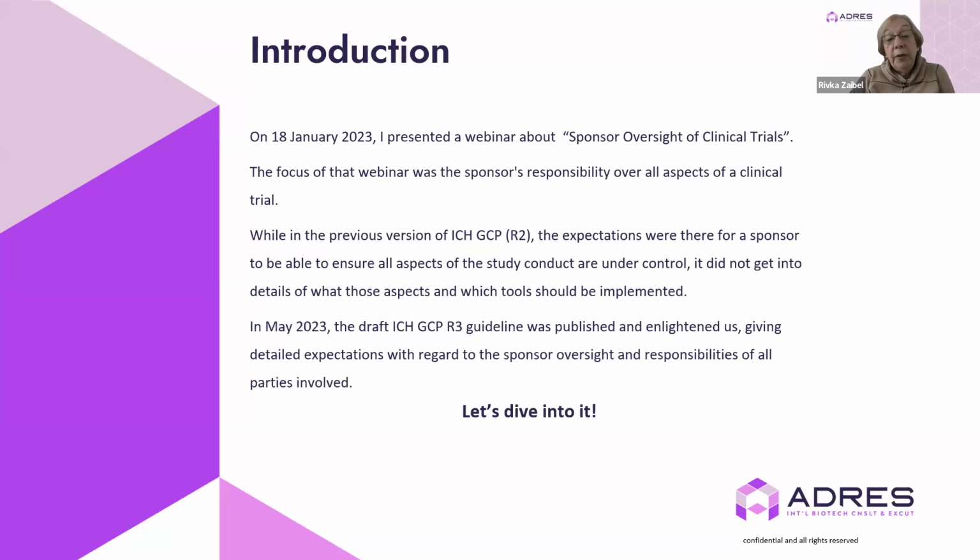In May 2023, the draft ICH GCP R3 guideline was published, enlightening us, giving detailed expectations with regards to the sponsor oversight and responsibilities of all parties involved. So let's dive into it.